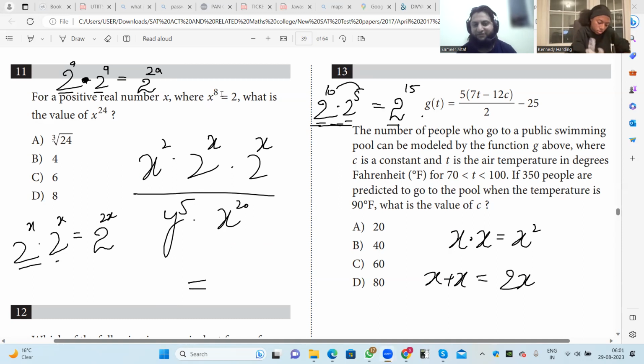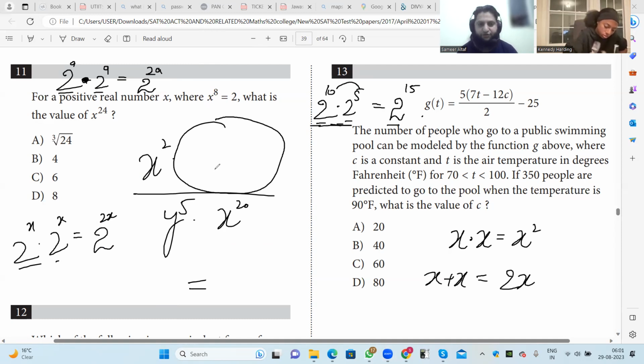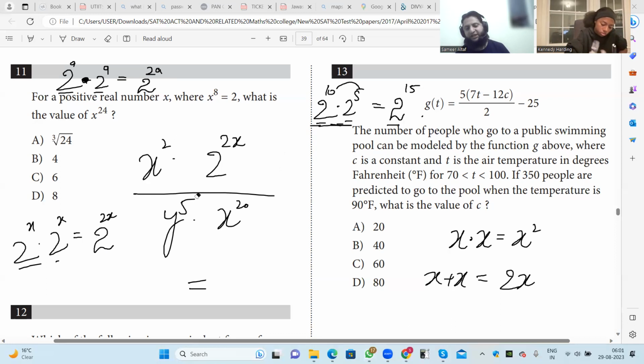Are you following? Yeah. So what I can do is I can eliminate this and I can write 2 to the power of 2x there. Now, what else can be done here? Are we having any other bases which are same in multiplication or division? There's x to 20 and x to the 2, but they're in division.